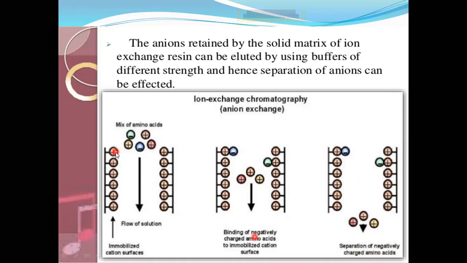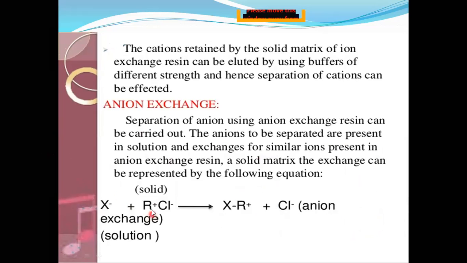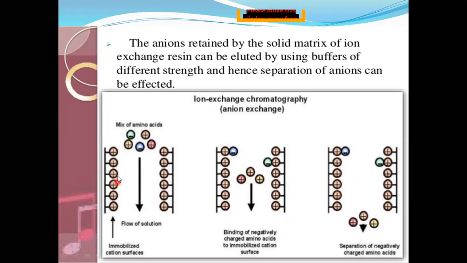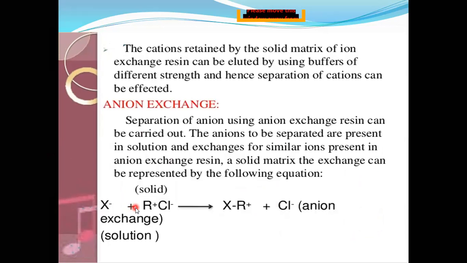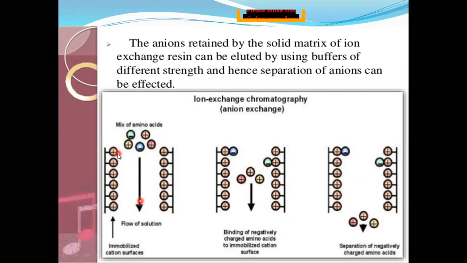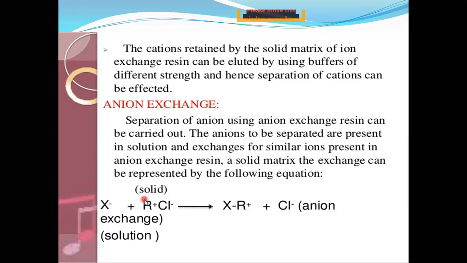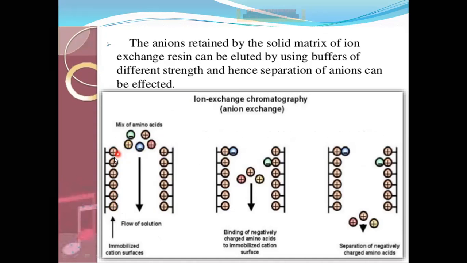Here, he is supposed to show another part, that is minus. It is R plus. He is supposed to show the minus charge, that is Cl minus, but he did not show that. So this Cl minus is exchanged with the negatively charged amino acid. This is the negatively charged amino acids.